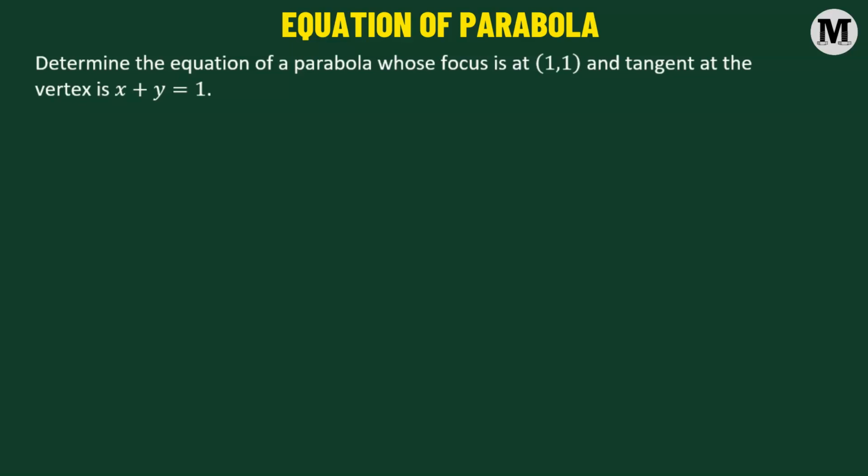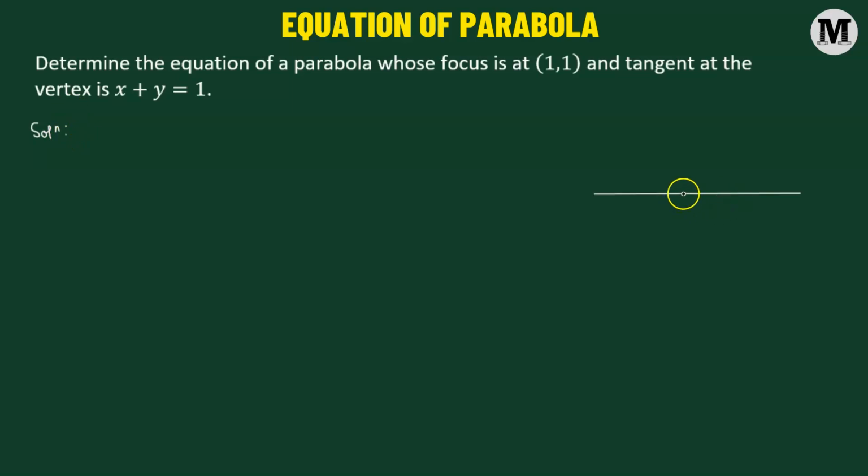So in this problem, we need to determine the equation of a parabola whose focus is at the point (1, 1) and tangent at the vertex is x + y = 1. Let us begin. Let's try to understand the problem graphically first.